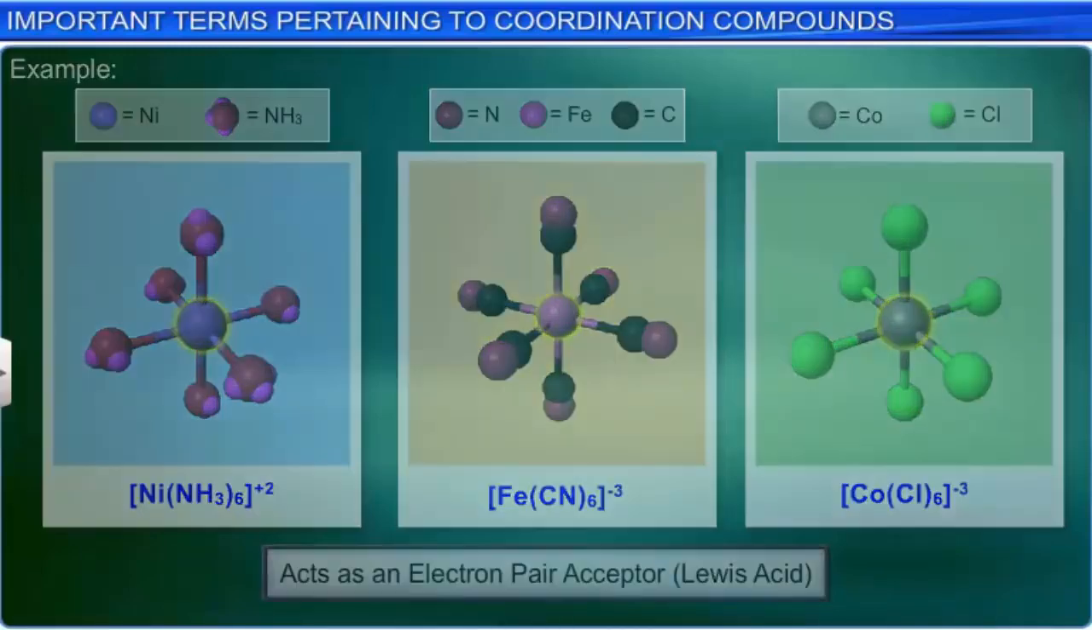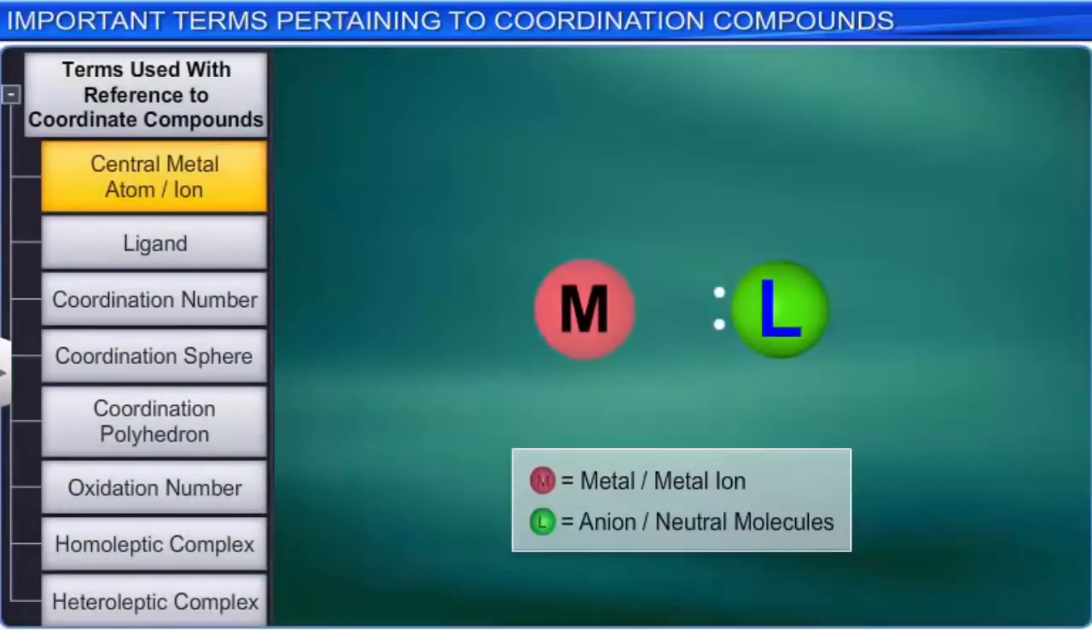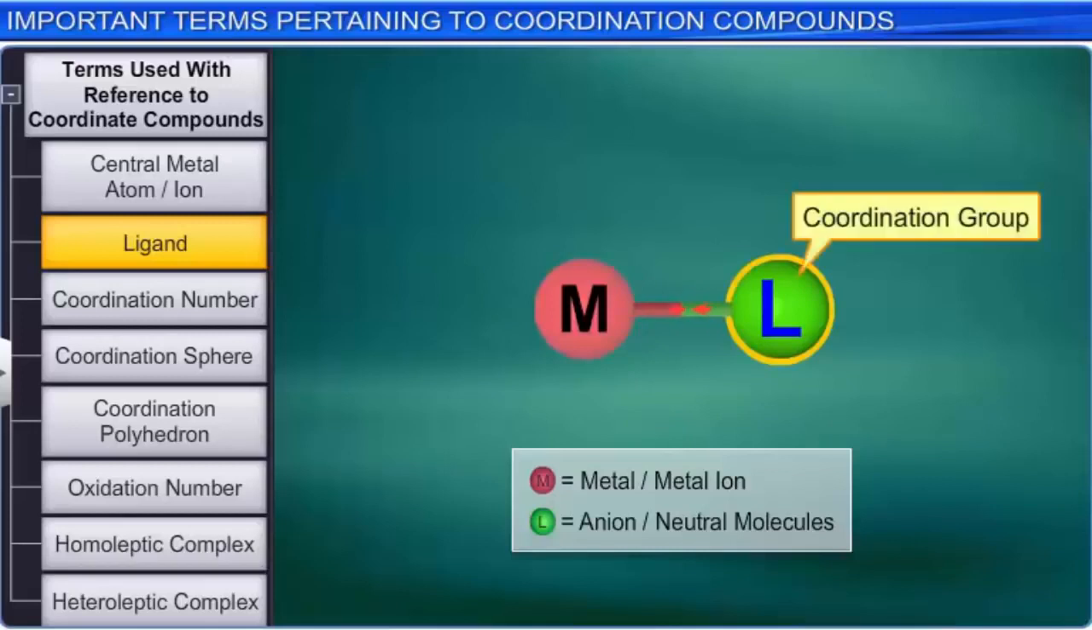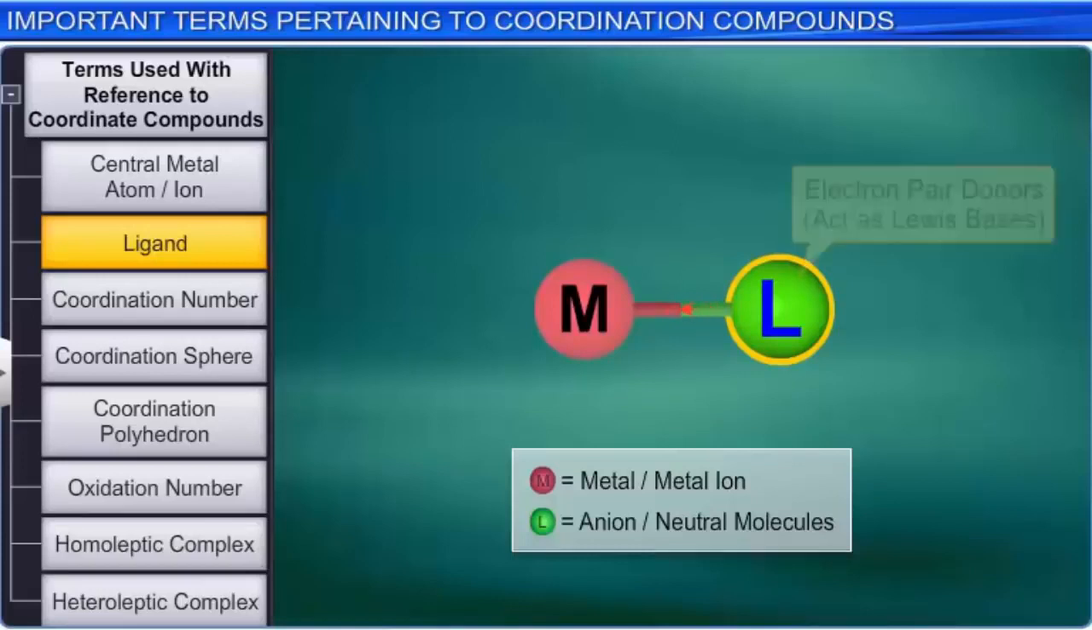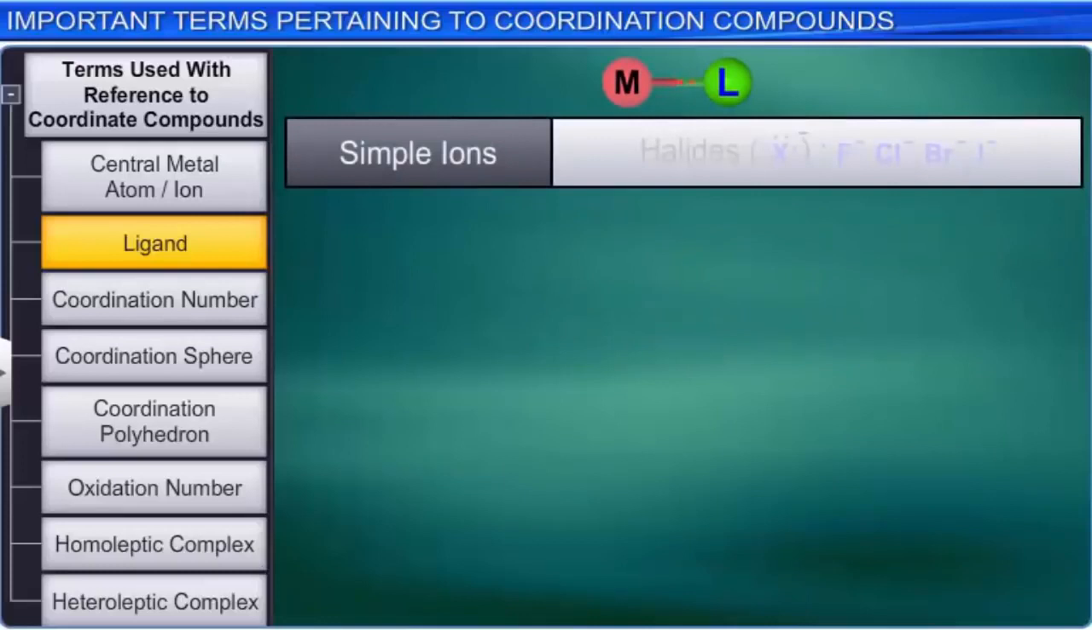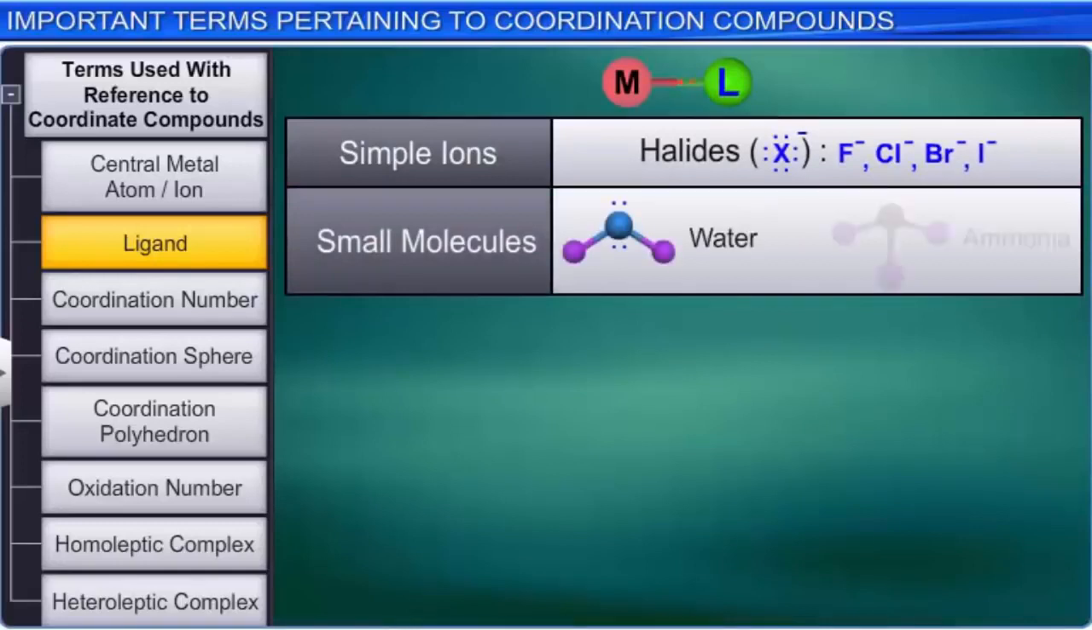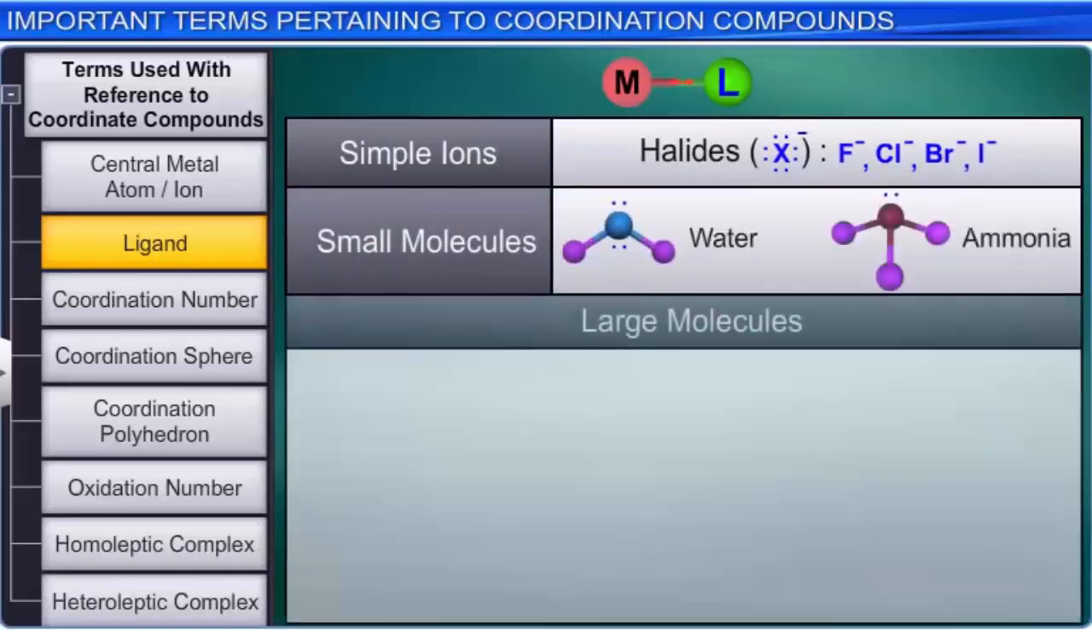Another important term is ligand. A ligand is any atom, ion, or molecule capable of donating a pair of electrons to the central atom. A ligand is also known as a coordination group. As ligands are electron pair donors, they act as Lewis bases. Ligands may be simple ions such as halide ions, small molecules such as water or ammonia, or large molecules such as ethane-1,2-diamine or ethylenediaminetetraacetate ion.